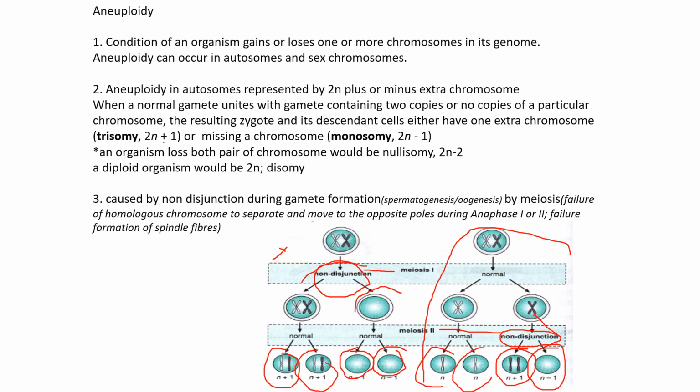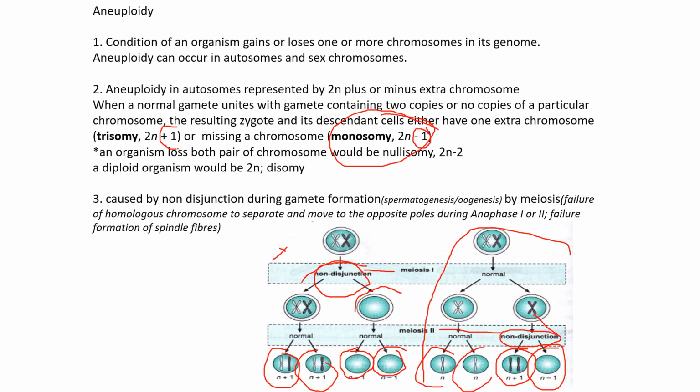Now in aneuploidy, what happened? If the female gamete has one extra chromosome, that organism that develops from the fusion of those gametes will be 2n plus 1. And if one of the gametes lacks one chromosome, the offspring will be a monosomy, 2n minus 1. 2n means it's a diploid organism. Minus 1 means that organism lacks one chromosome.